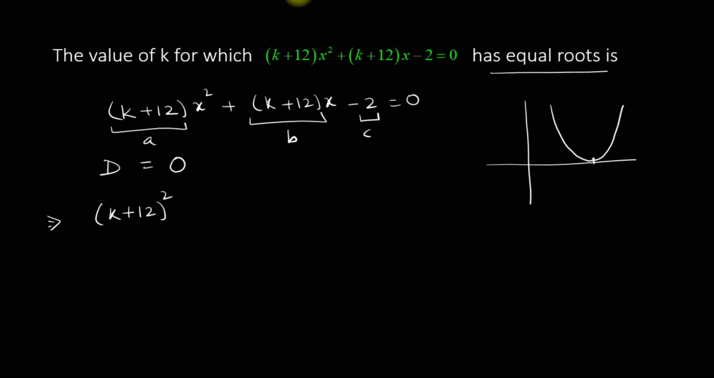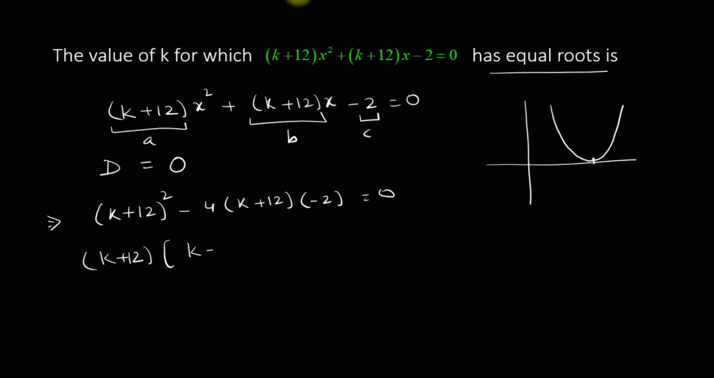So b square minus 4 into a into c is k plus 12 to the power 2 minus 4 into a into c, where c is minus 2. This expression must be equal to 0. From here, as we have to find the value of k, we can take k plus 12 as a common.